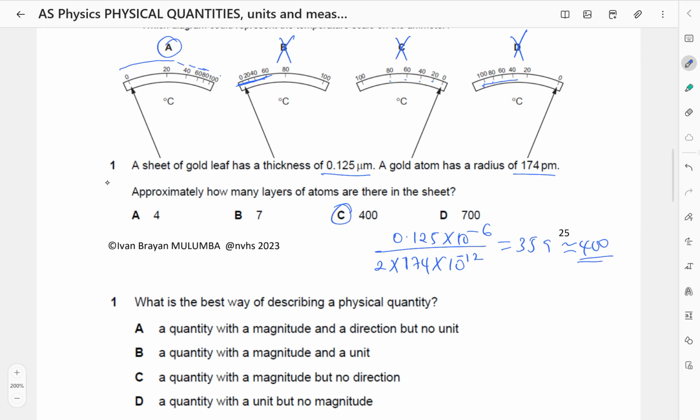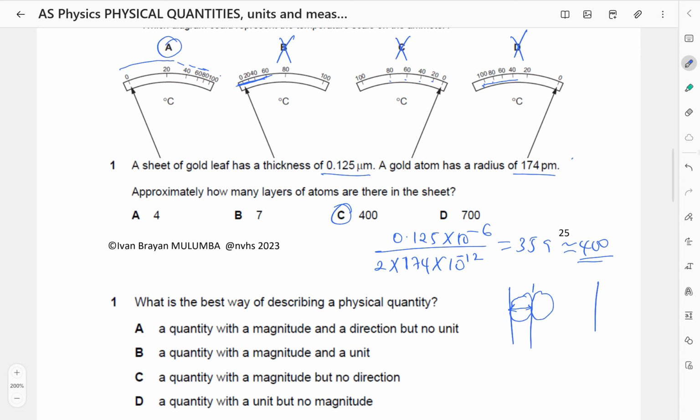Why isn't it 700? Because we cannot use the radius to estimate the size of one atom, it is easier to use the diameter, because if this is a gold foil, then one atom compared to another layer of atoms, we can easily estimate the diameter.